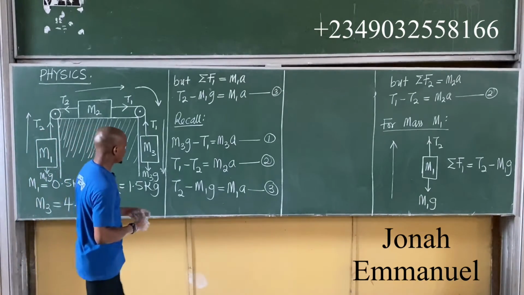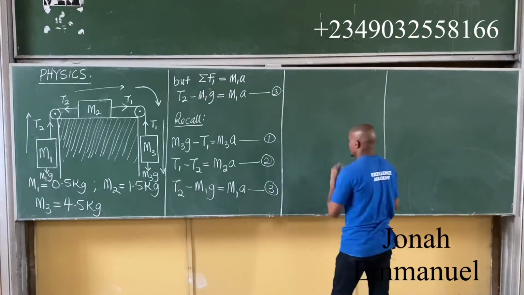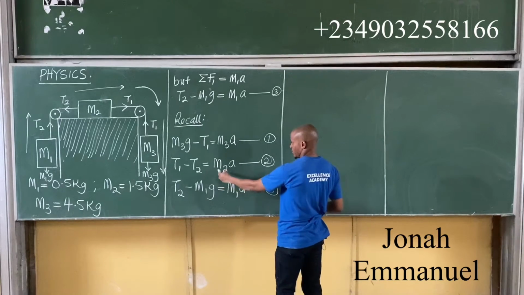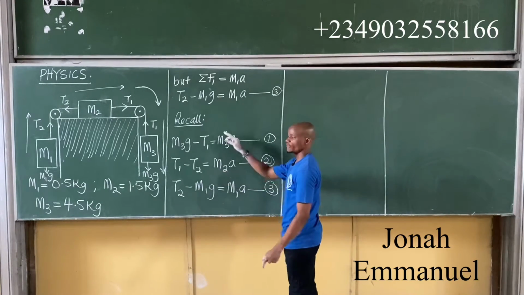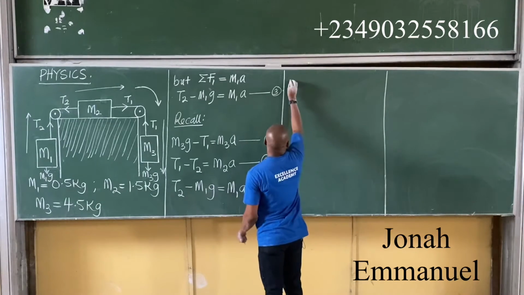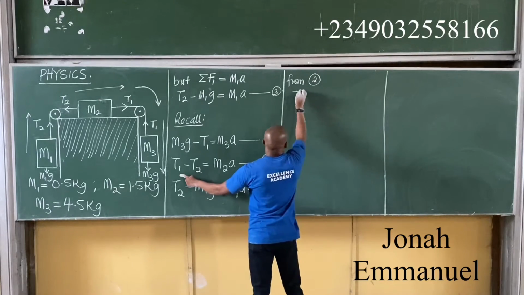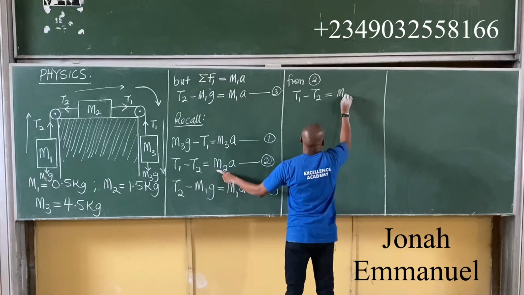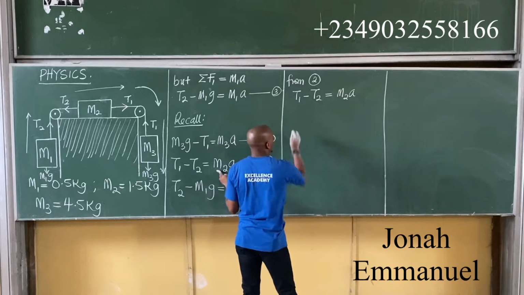How do you do that? Start with any of them, if you want to. But I think this one is more convenient. From equation 2, I have T1 minus T2 is equal to M2A. Let's take T1 and substitute into the formula.